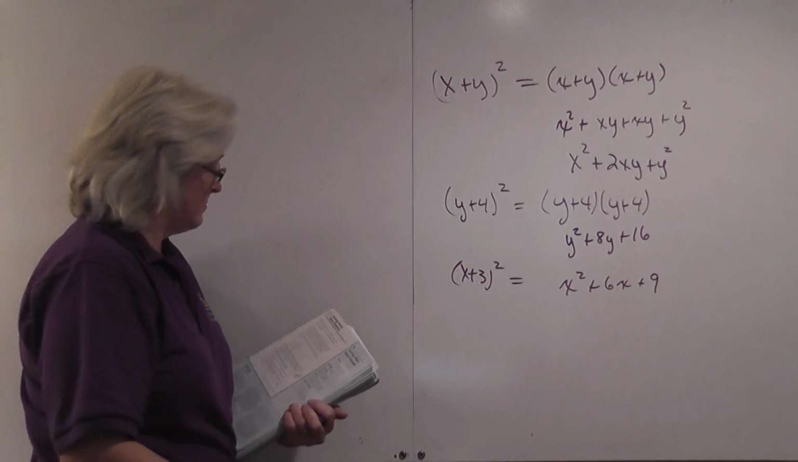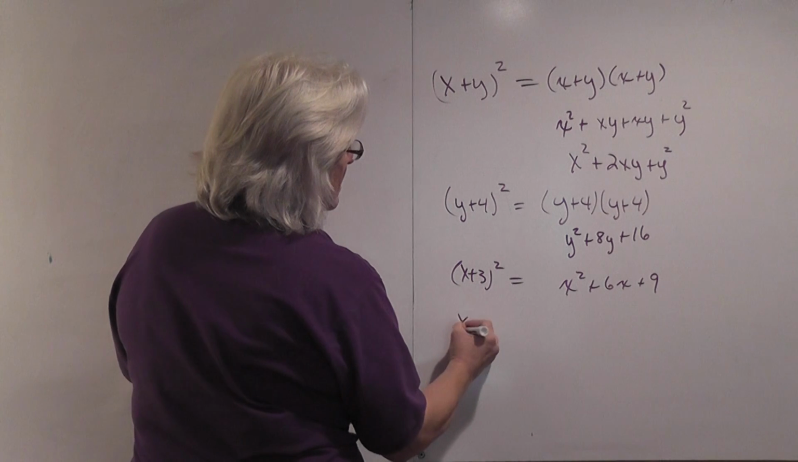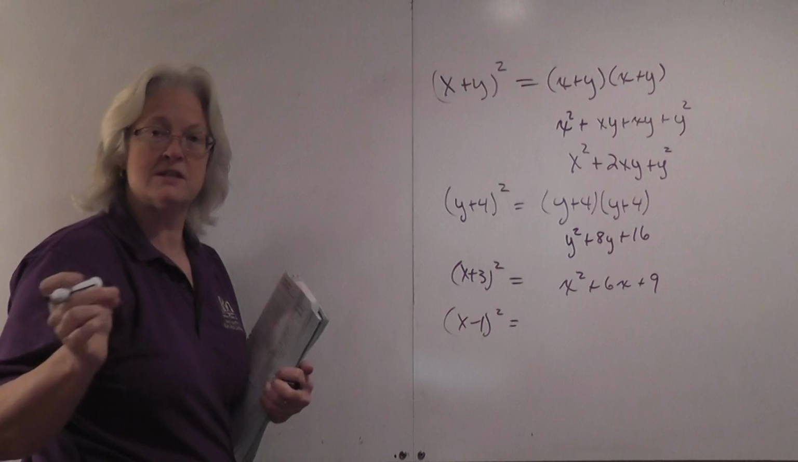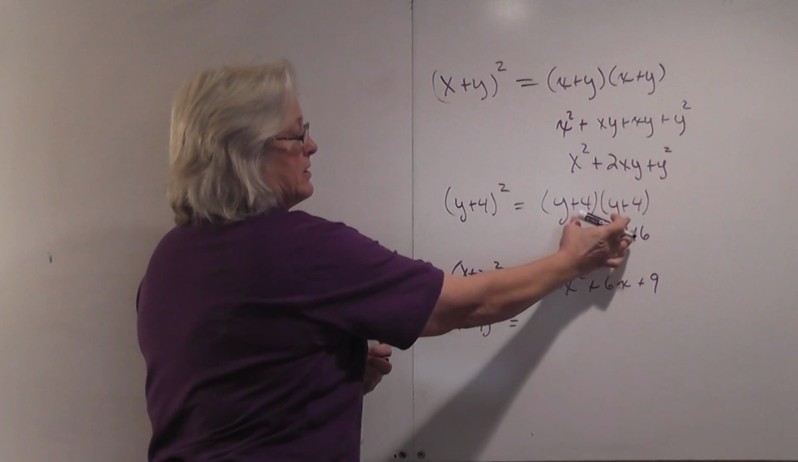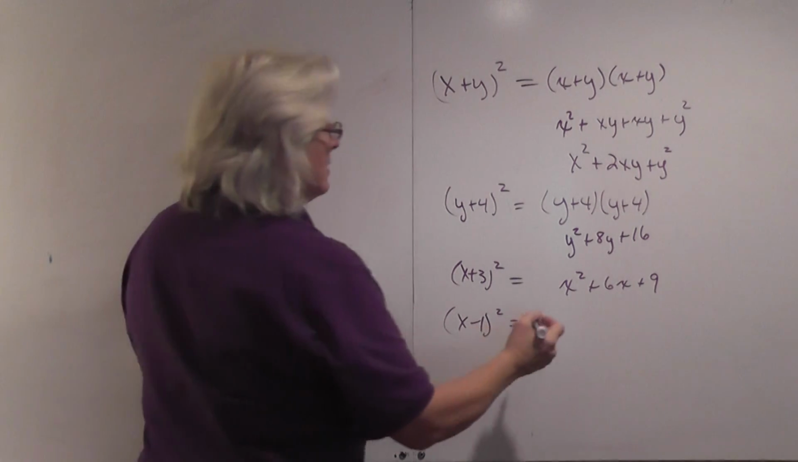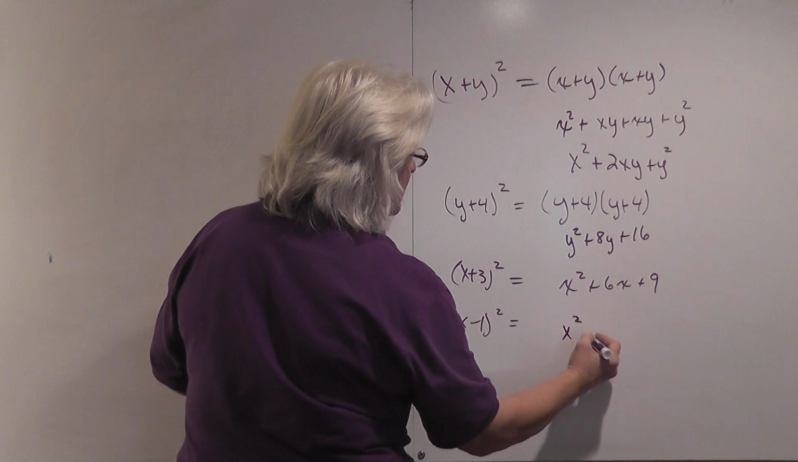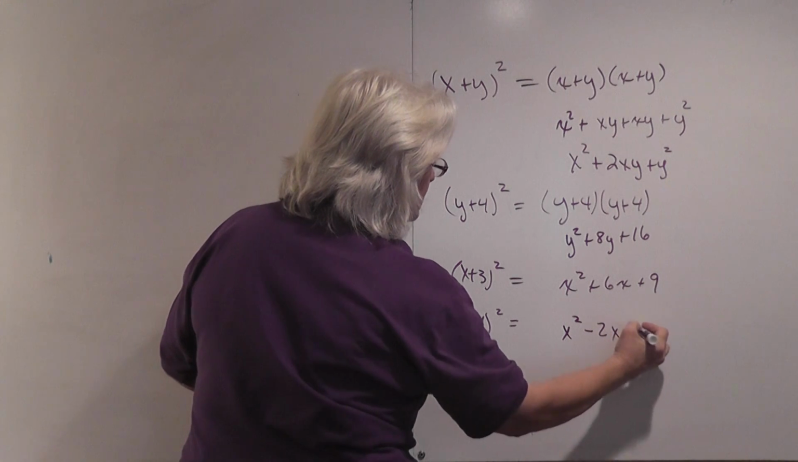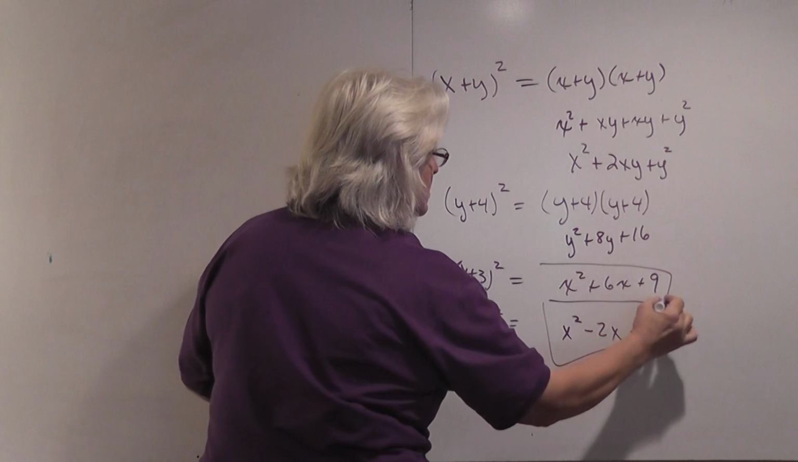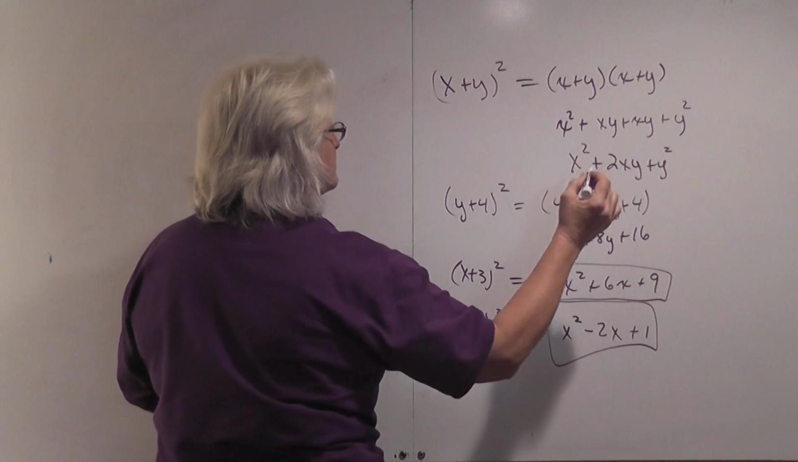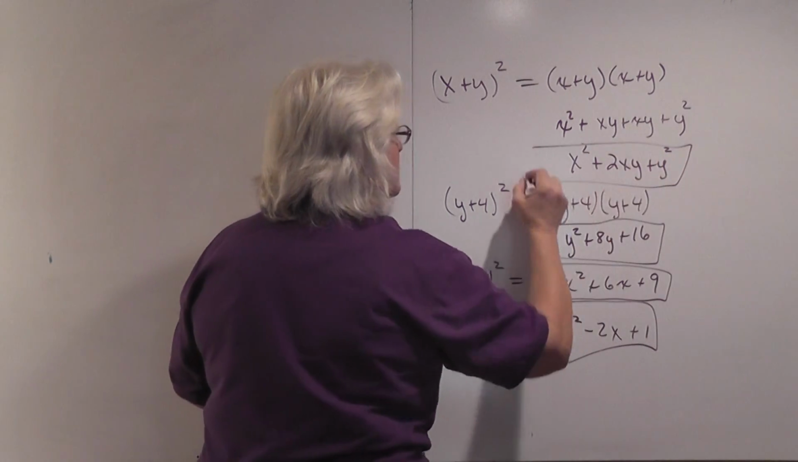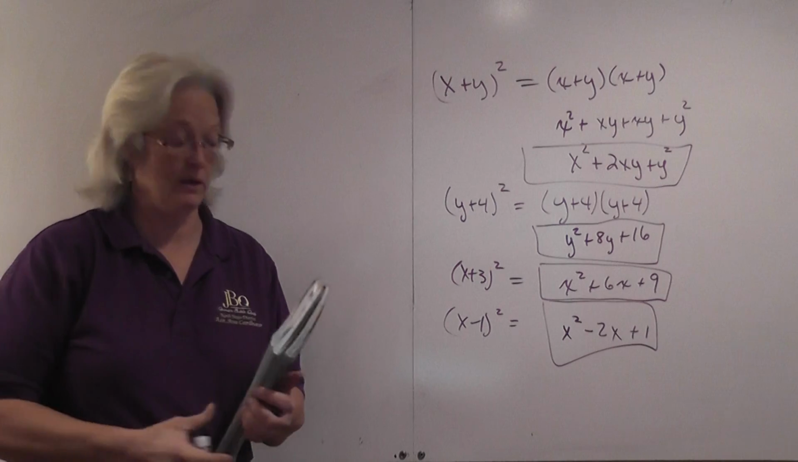And one final example here, x minus 1 quantity squared. When we use this as the product of two binomials and we use our FOIL method, we end up with x squared minus 2x plus 1. Now let's look at these four answers here, these four products here, and see what they have in common.